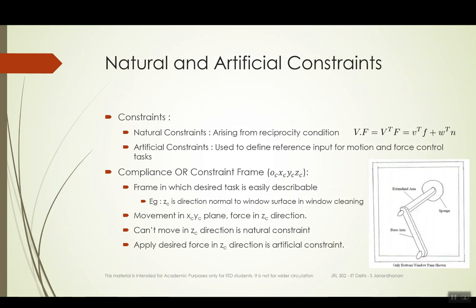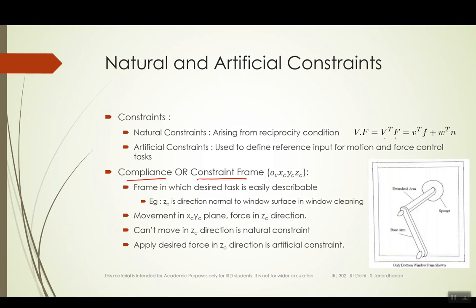And when you're talking about constraints, and when you're talking about these velocities and forces, we have to have a reference frame with respect to which all these vectors are being defined. That reference frame is usually the constraint or the compliance frame, which is the frame in which all these specifications and all the constraints can be easily expressed.